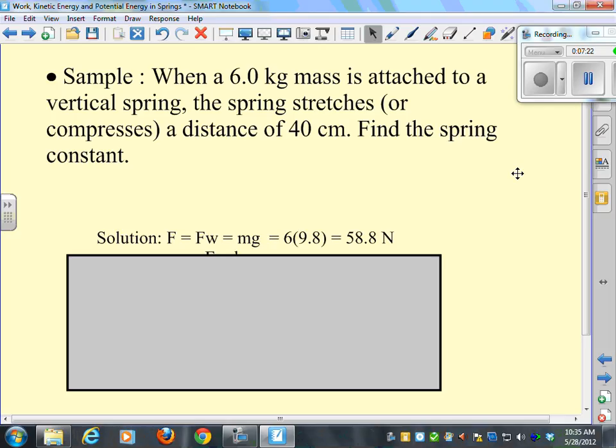So I'm going to use the force, which is going to be the weight force, because it's stretching it vertically. It's mass times gravity, 6 times 9.8, or 58.8 newtons.